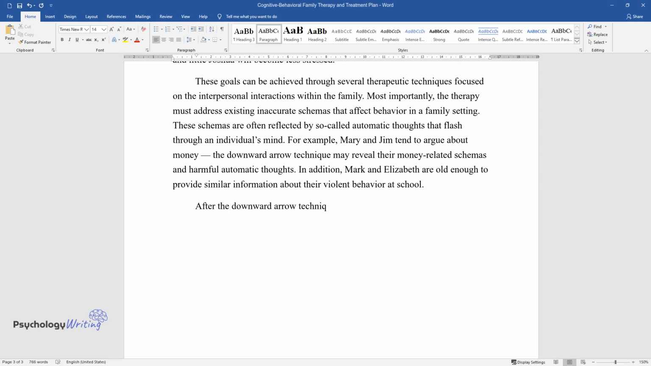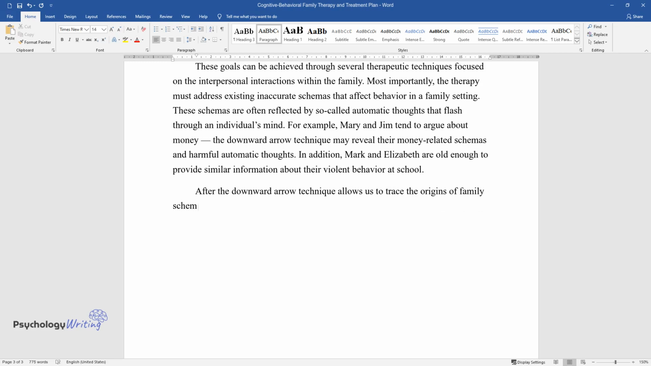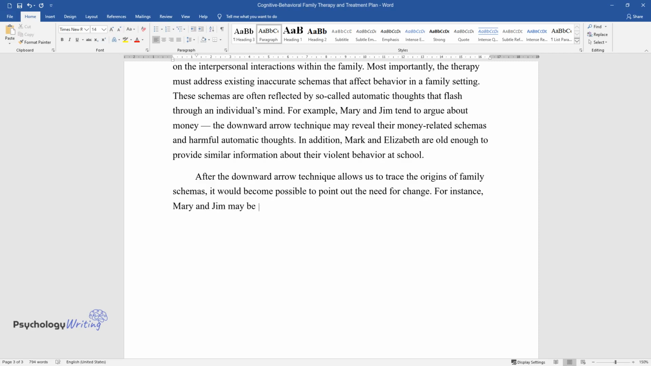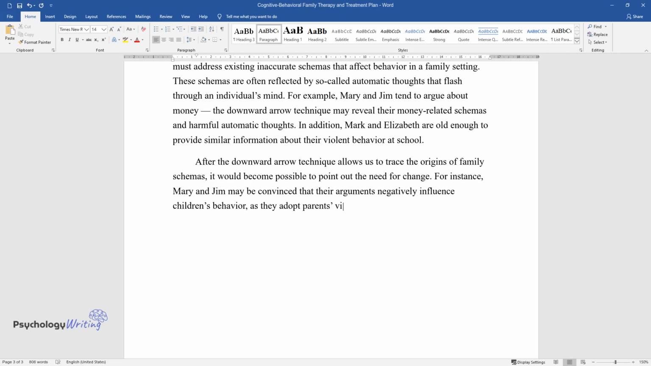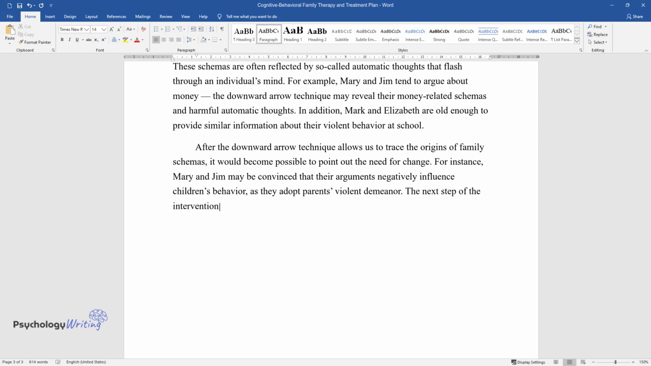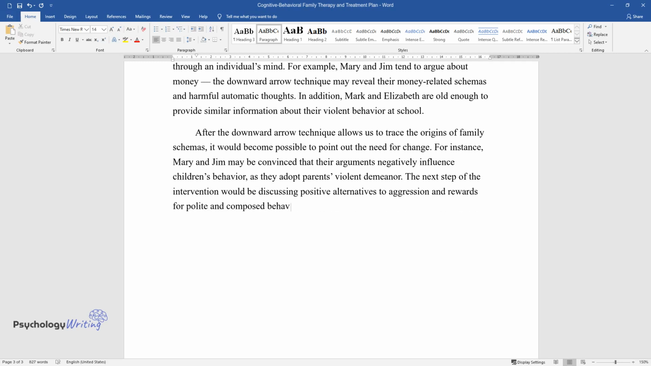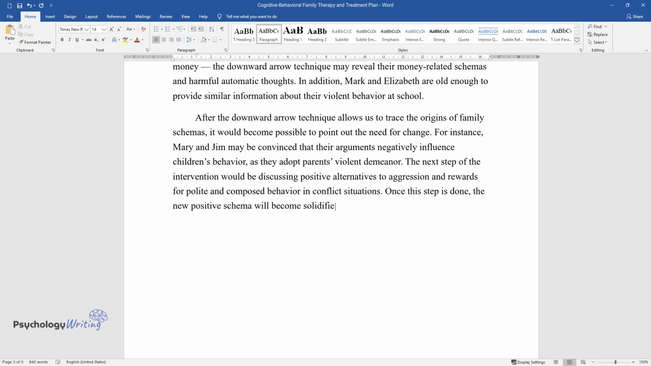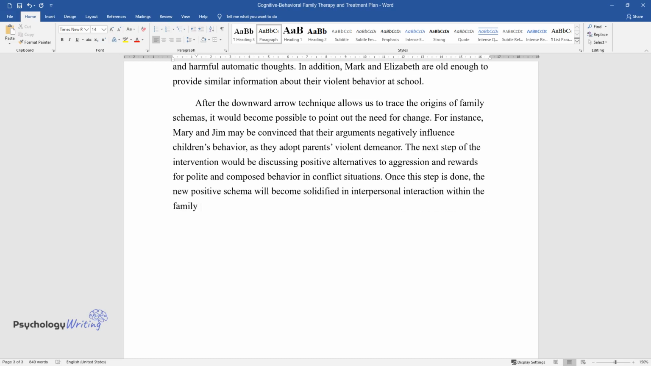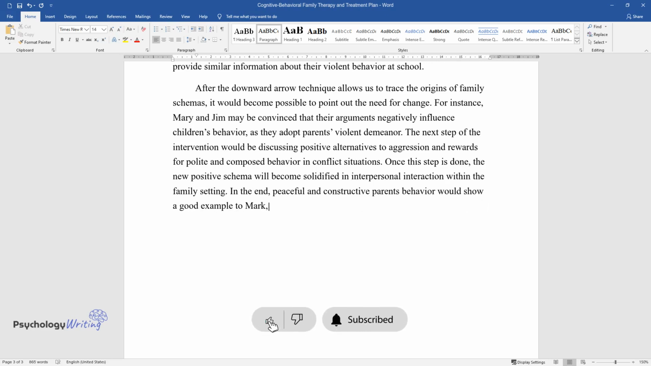After the downward arrow technique allows us to trace the origins of family schemas, it would become possible to point out the need for change. For instance, Mary and Jim may be convinced that their arguments negatively influence children's behavior, as they adopt parents' violent demeanor. The next step of the intervention would be discussing positive alternatives to aggression and rewards for polite and composed behavior in conflict situations. Once this step is done, the new positive schema will become solidified in interpersonal interaction within the family setting. In the end, peaceful and constructive parents' behavior would show a good example to Mark, Elizabeth, and Joshua, making them less violent and capricious.